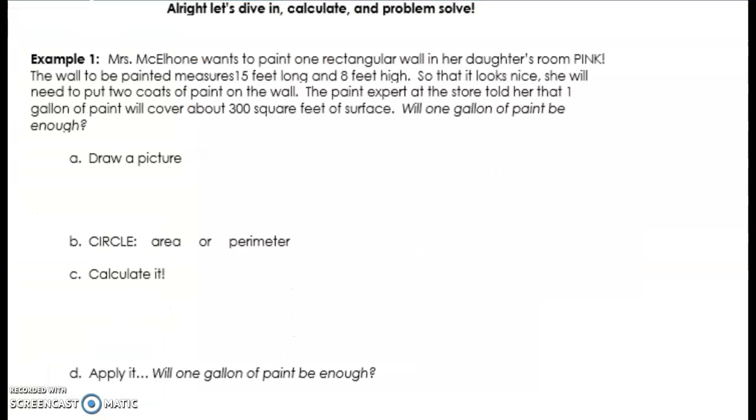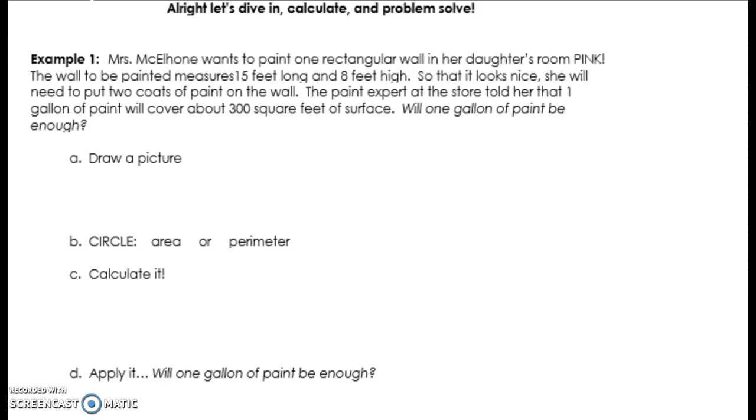All right, so let's take a look at the first example. My oldest daughter has been dying to paint her entire room pink. So we came to a consensus and I agreed to paint one of her rectangular walls pink. The wall to be painted measures 15 feet long and 8 feet high. So that it looks nice, we're going to need to put 2 coats of paint on the wall. And the paint expert at the store told me that I will need 1 gallon of paint to cover about 300 square feet of surface.